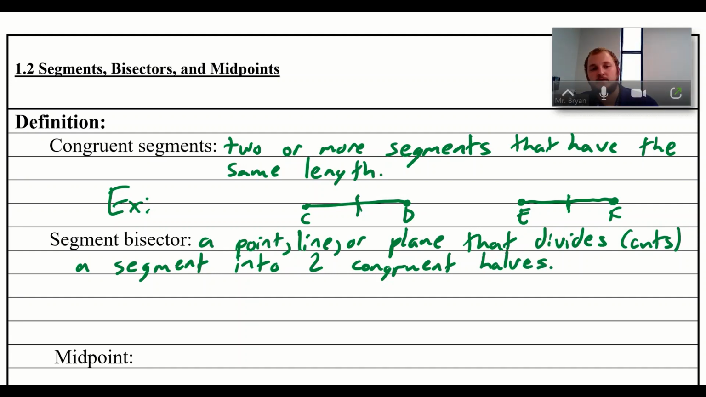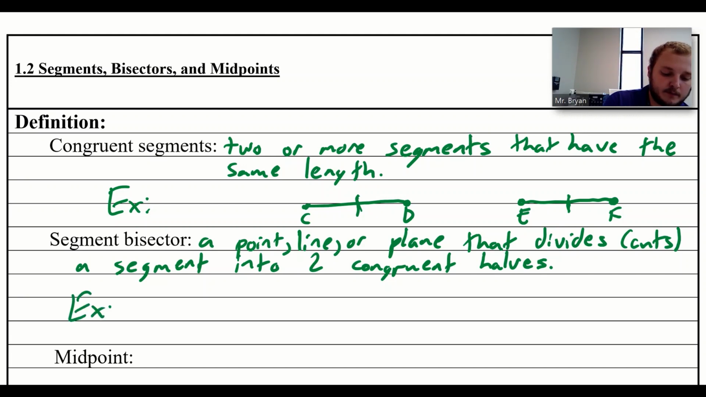Into two congruent halves. Okay, so write that down and then take a sec and try to understand that. A segment bisector is a point, line, or plane that divides, I really like to use the word cuts instead. It cuts a segment into two congruent halves. So when you hear that word bisect, it just means cut in half. Okay, so I'm just taking one line segment, cutting it right down the middle, cutting it in half. That's what that looks like.